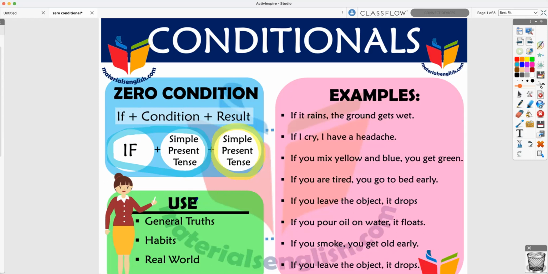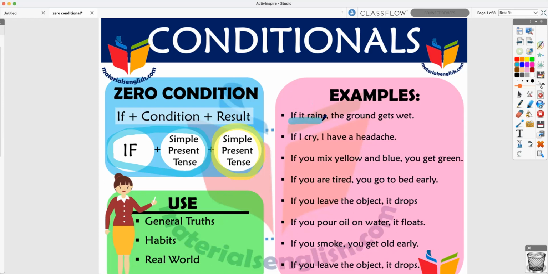When do we use zero conditional? Entonces, ¿para cuándo o para qué situaciones vamos a utilizar el cero condicional? To talk about general truths. Entonces es como para verdades generales, para algo que usted y yo sabemos y que no podemos modificar, no podemos cambiar porque hace parte de la ciencia, de la lógica, ¿sí? Habits, ¿sí? Para hábitos podemos también hablar, or for the real world. It's very similar to the first one.